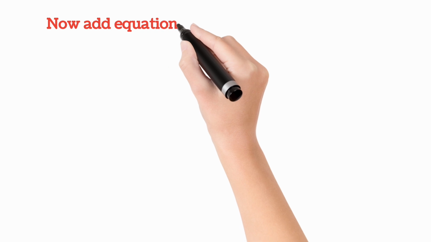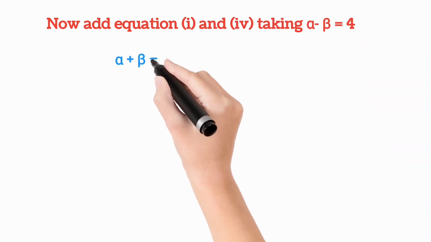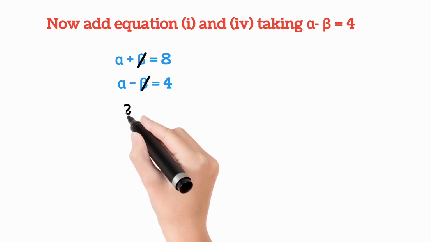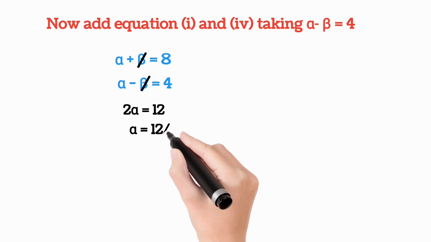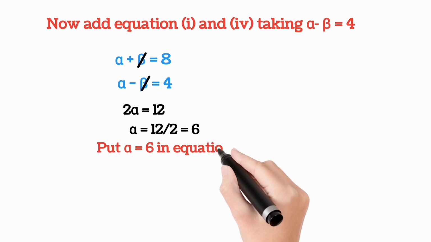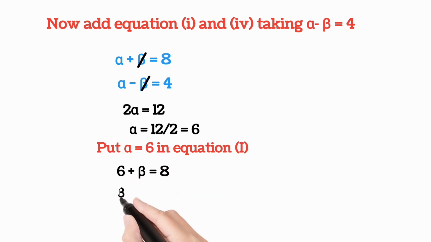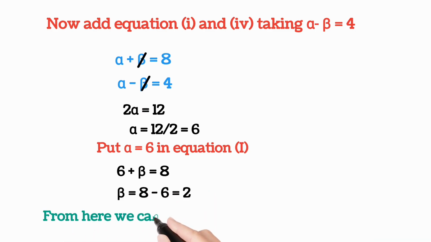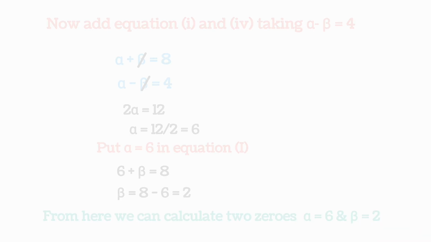Now add equation 1 and equation 4, taking alpha minus beta equal to 4. Alpha plus beta is equal to 8, and alpha minus beta is equal to 4. Plus beta and minus beta will cancel, then 2 alpha is equal to 12, and alpha is equal to 12 by 2, that is equal to 6. Now put alpha equal to 6 in equation 1, we get 6 plus beta equal to 8, and beta is equal to 8 minus 6, that is equal to 2. From here we have calculated the two zeros: alpha equal to 6 and beta equal to 2.